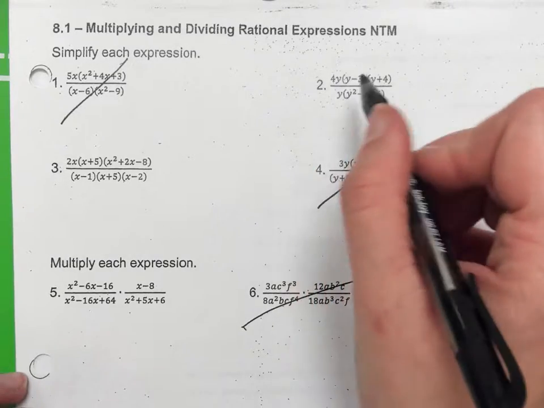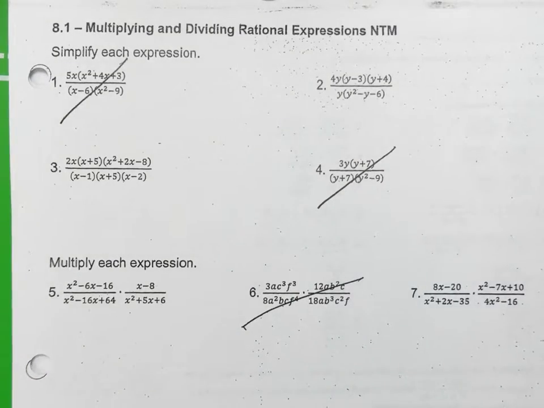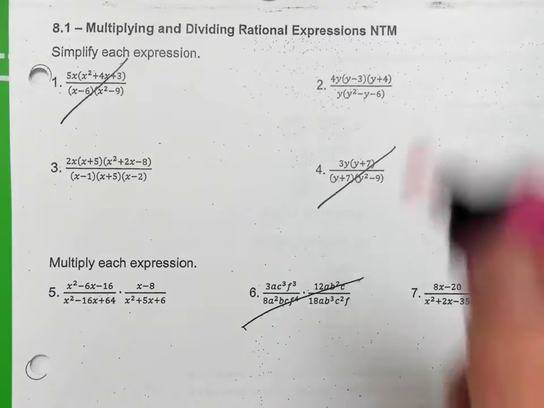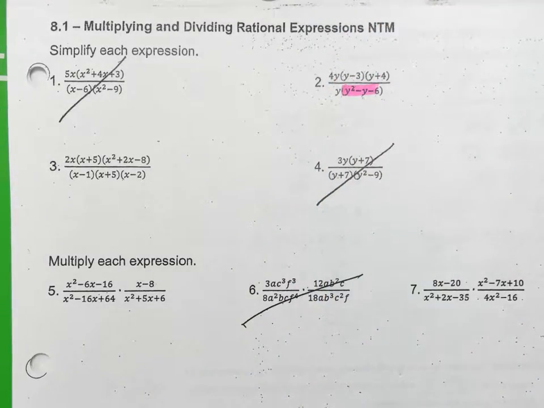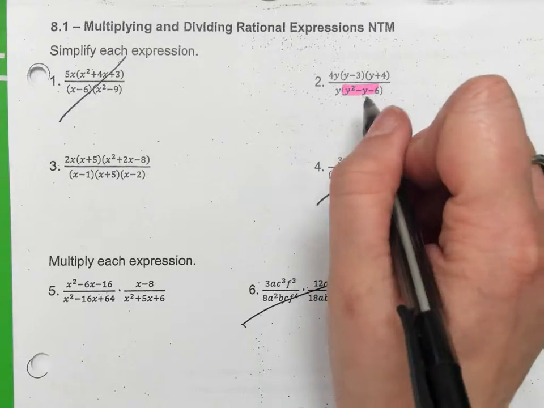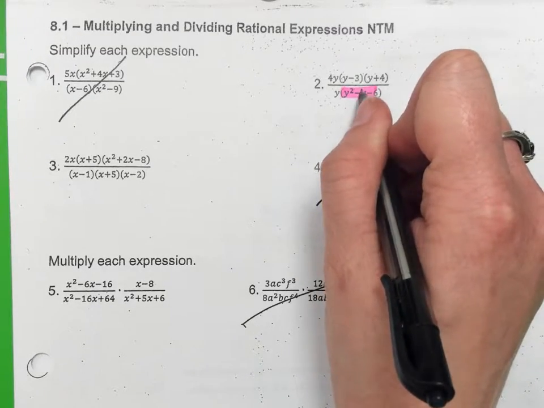You ready? So first things first, you can factor this bottom piece. So I need factors of 6 that add or subtract to be -1. There's an understood 1 right here, okay?